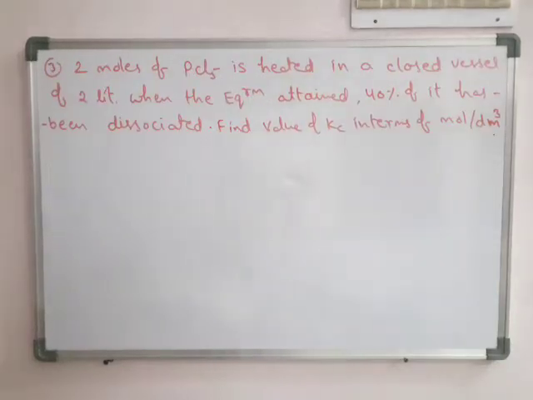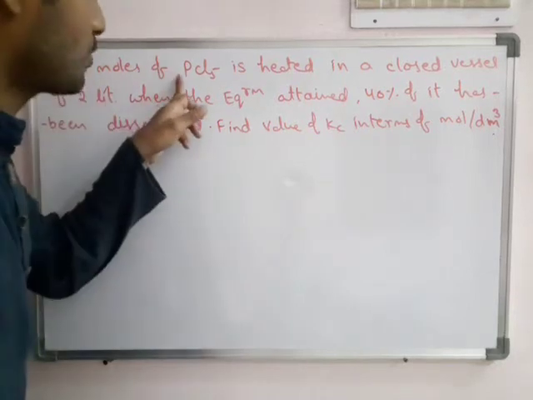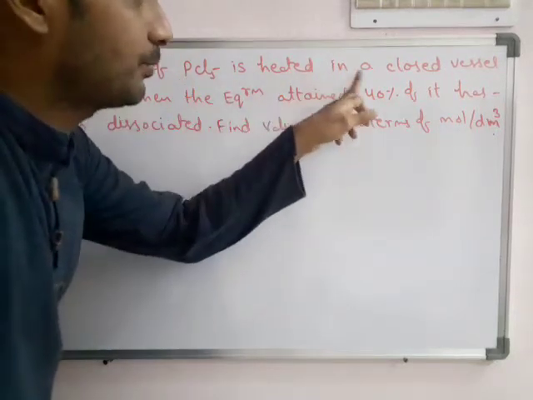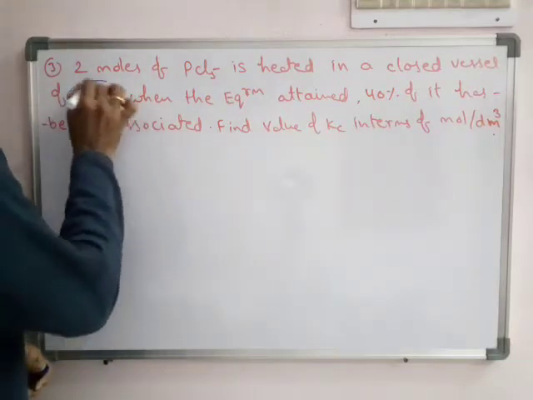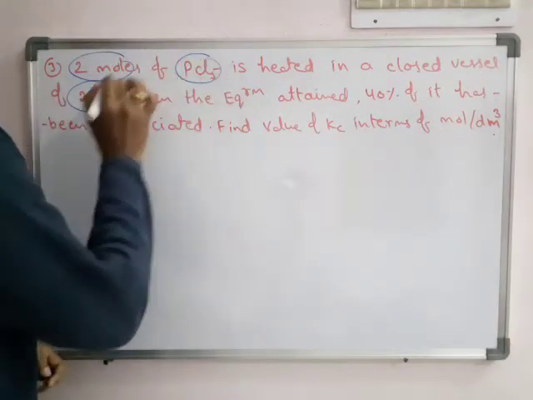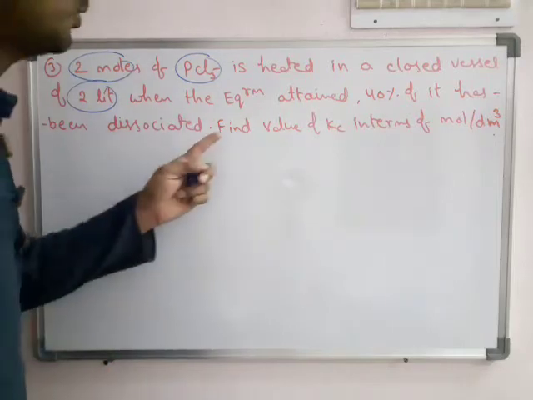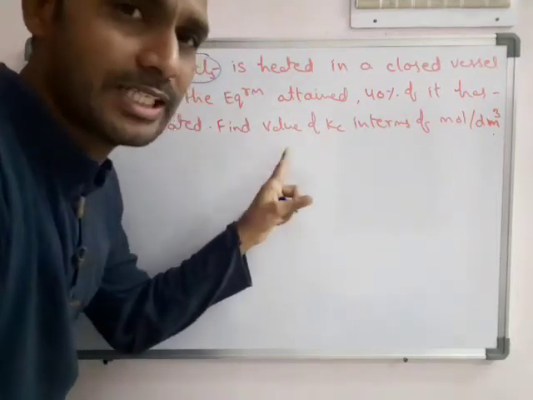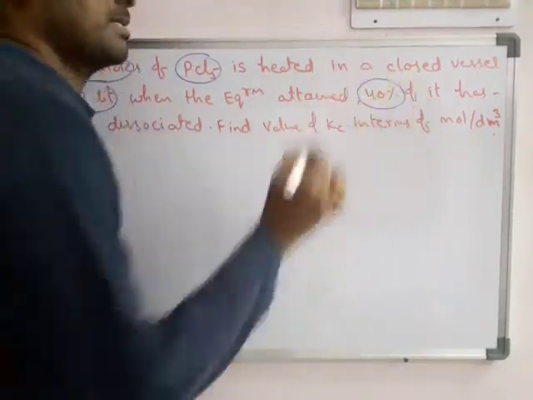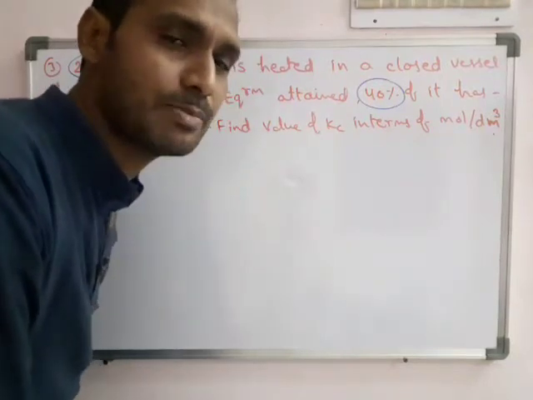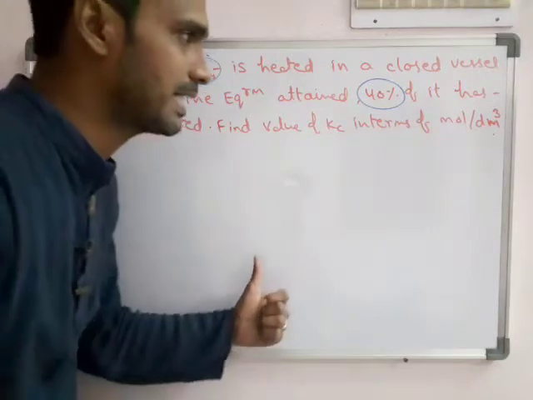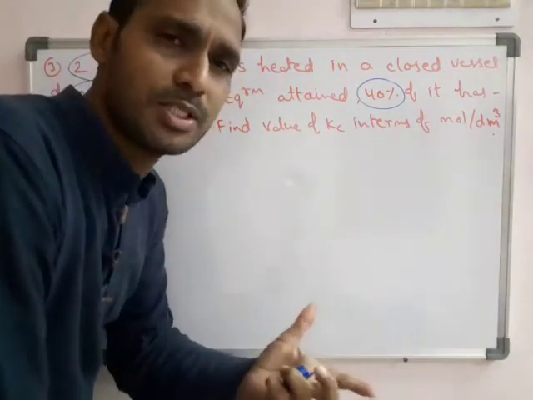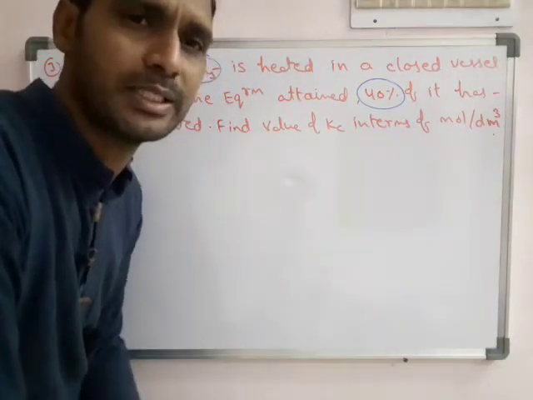Okay, see the third one. It is given that 2 moles of phosphorus pentachloride is heated in a closed vessel of 2 liter capacity. 2 moles of PCl5 in 2 liter. The information given is that at equilibrium 40% has been dissociated. I have to find the Kc in terms of moles per decimeter cube. Decimeter cube is nothing but liters, so moles per liter.